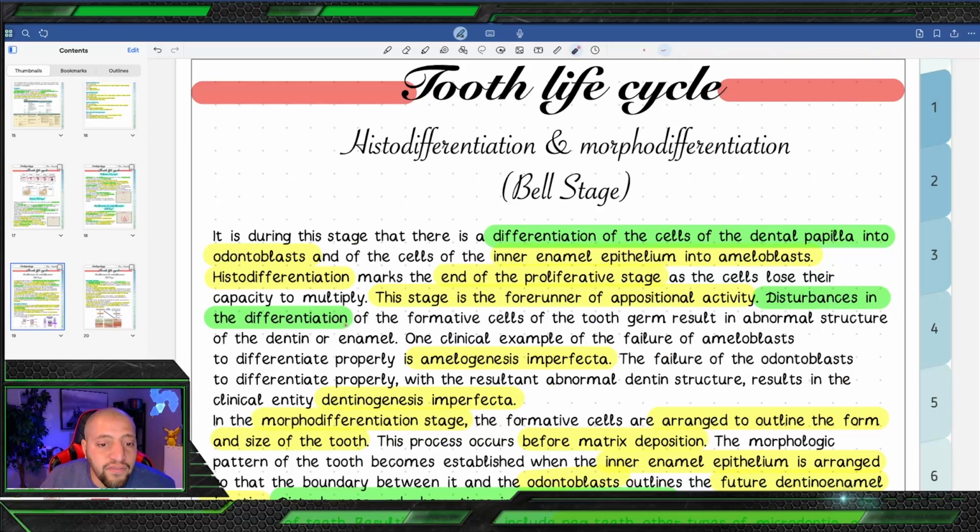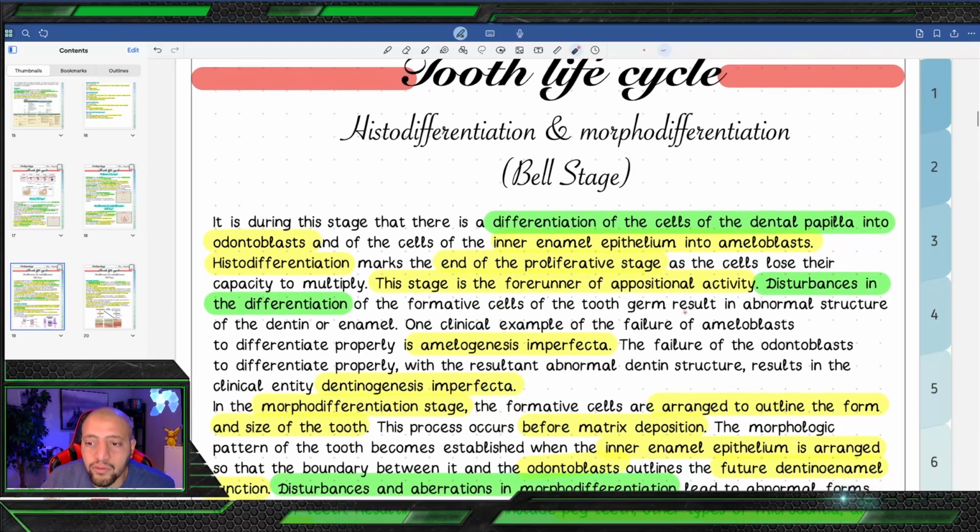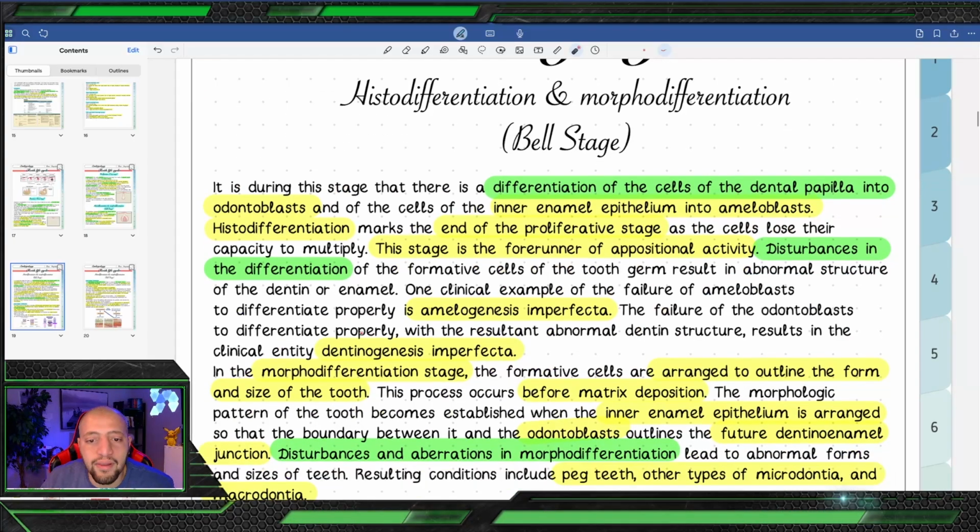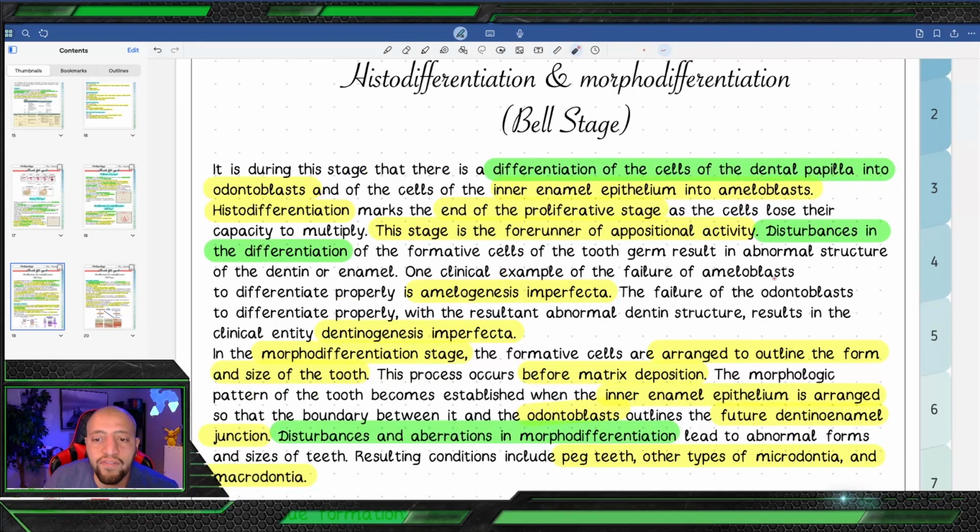Disturbance in the differentiation of the formative cells of the tooth germ results in abnormal structure of the dentin or enamel. One clinical example of failure of ameloblast is amelogenesis imperfecta, and of odontoblast is dentinogenesis imperfecta. So amelogenesis imperfecta and dentinogenesis imperfecta happen at which stage? Bell stage. To be accurately specific, it will be in the early bell stage, which is histodifferentiation.